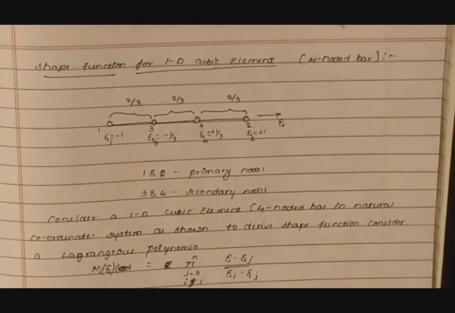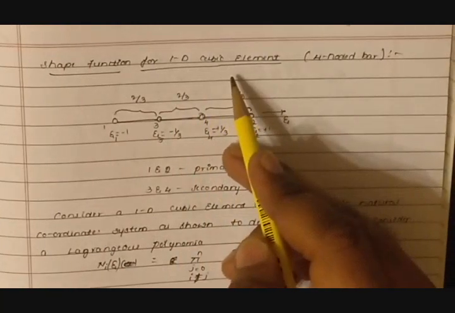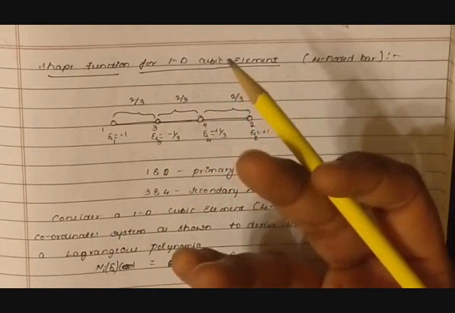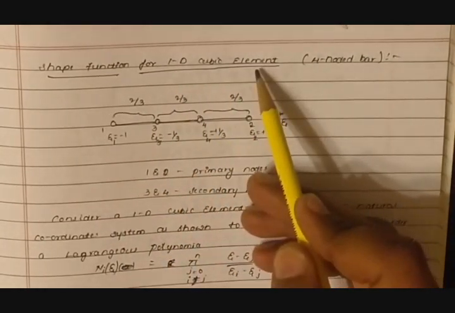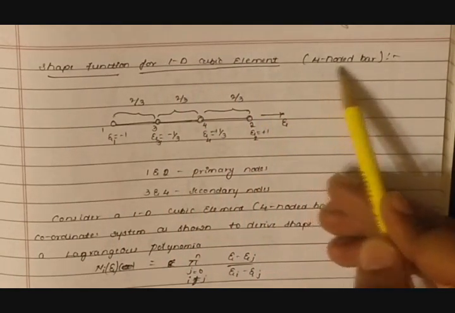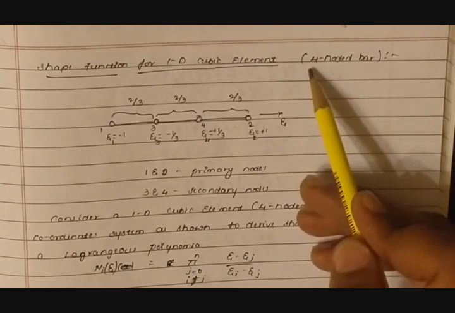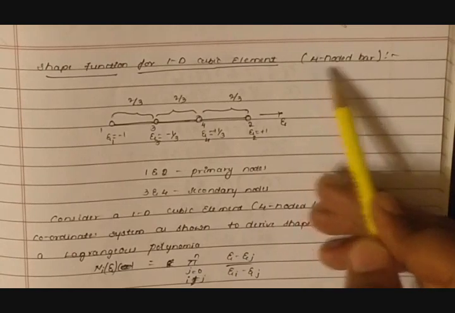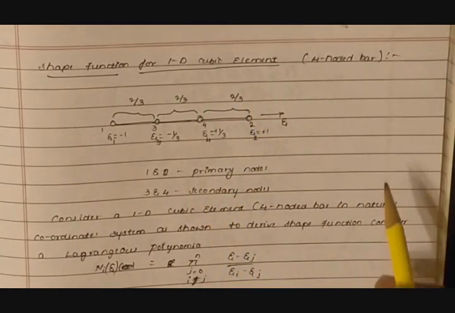Hello students, we'll move on to the next derivation, that is shape function for 1D cubic element. So till now we have studied one-dimensional linear element, one-dimensional quadratic element, and the next we'll move on to one-dimensional cubic element, or it is nothing but four-noded bar element. So please remember, in the exam he might ask to derive the shape function of a four-noded bar element or a cubic element. So either way you have to write this derivation.